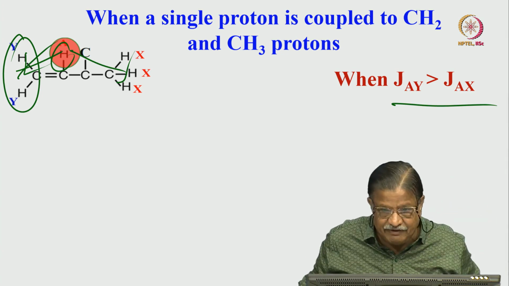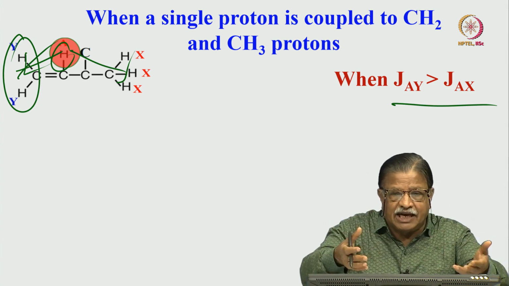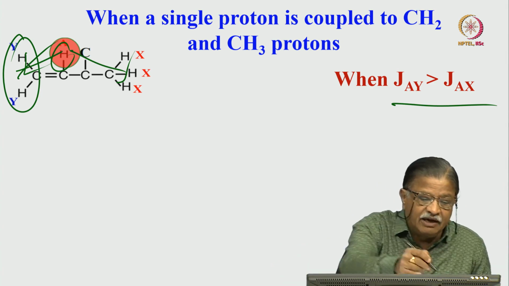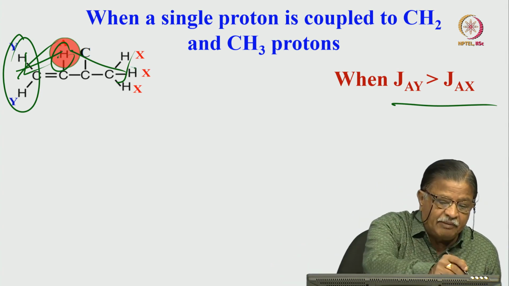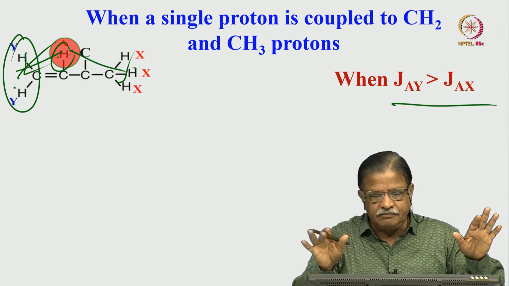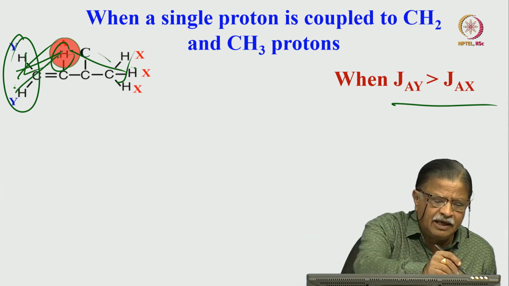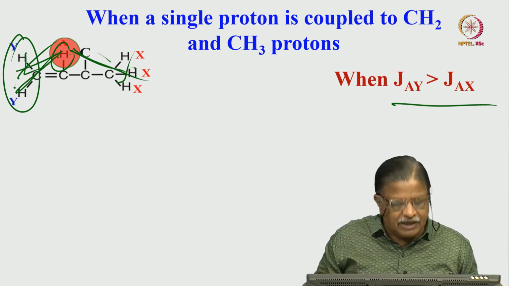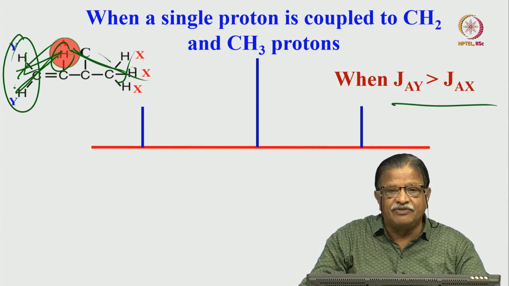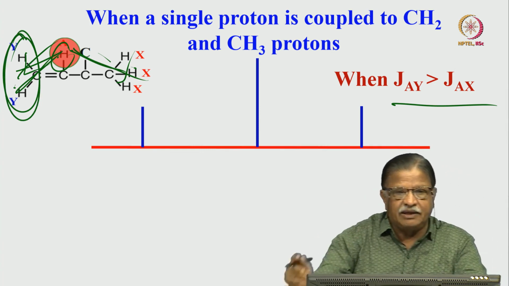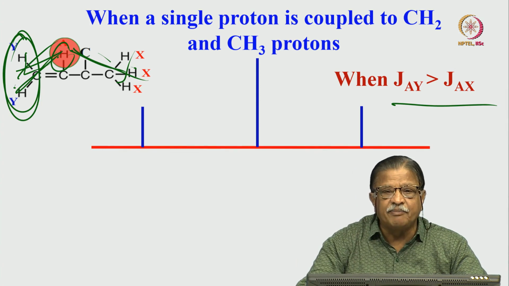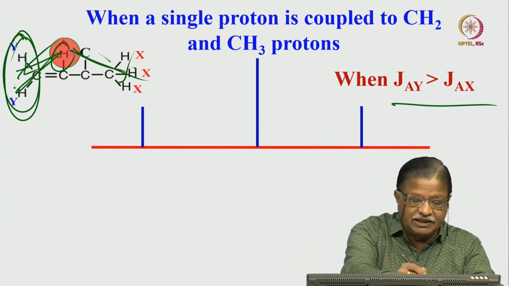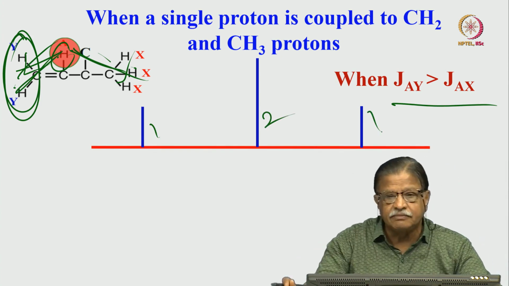I told you in the previous class, the order in which you take the couplings to generate the multiplicity does not matter. The order remains invariant, whether you take this coupling first or that one first, the pattern remains the same. We will consider first the coupling of proton A with proton Y, which is the CH2 proton. What is the pattern we get? This is a CH2 proton, it will split this into a triplet of intensity ratio 1:2:1.